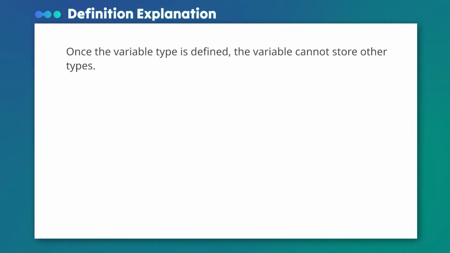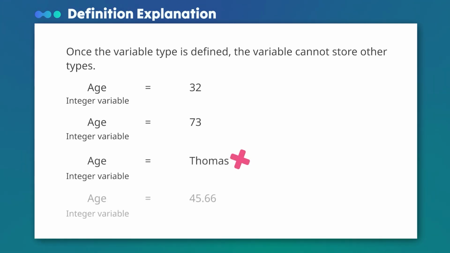Once the variable type is defined, the variable cannot store other types. For example, if we create an integer variable age, then it will be able to store data like 32, 73, but it won't accept values like Thomas or 45.66.